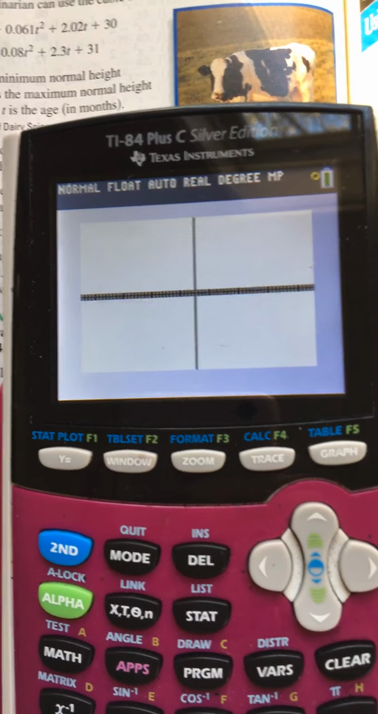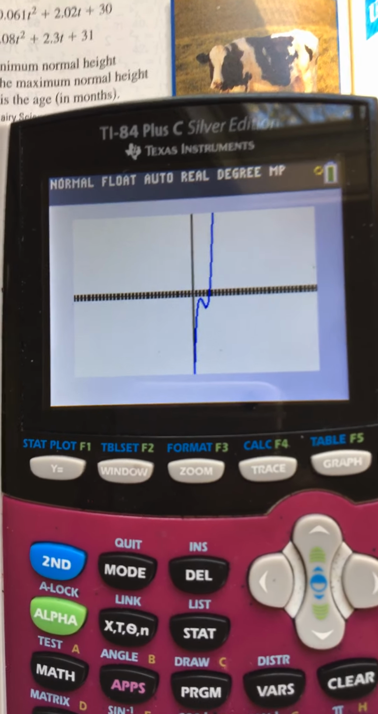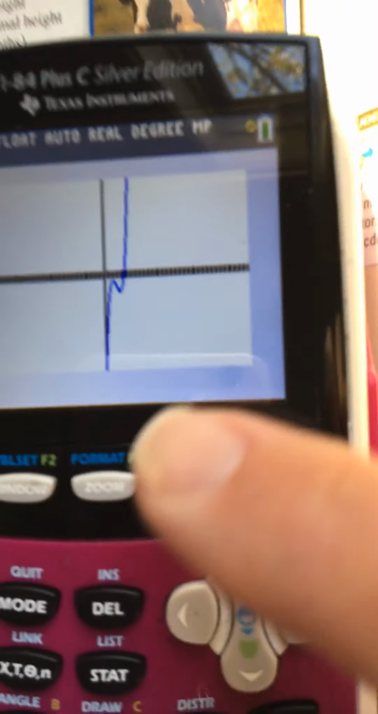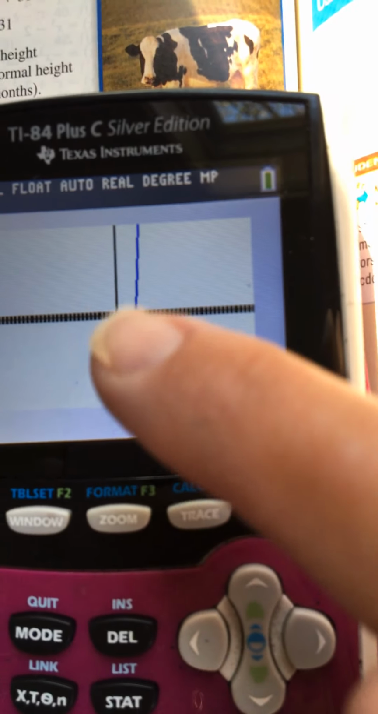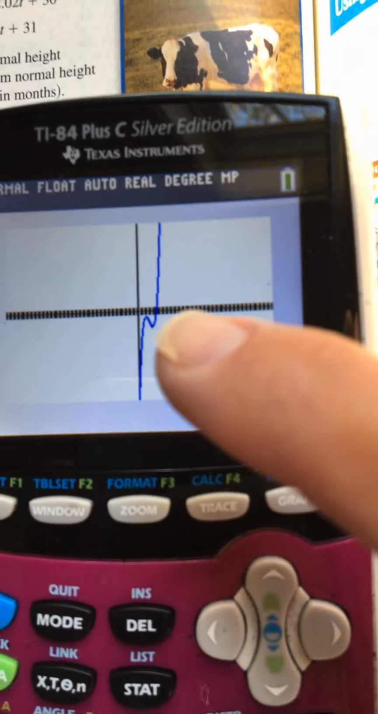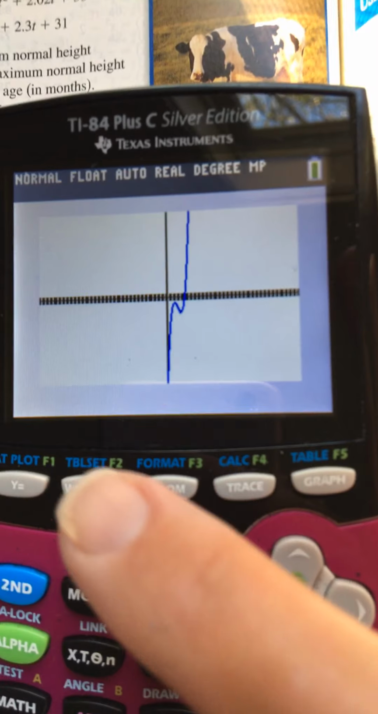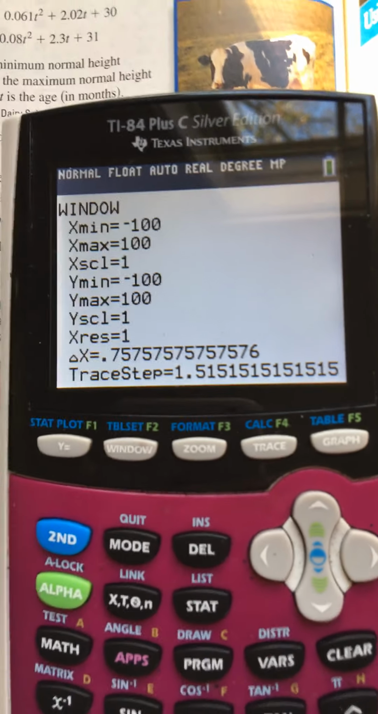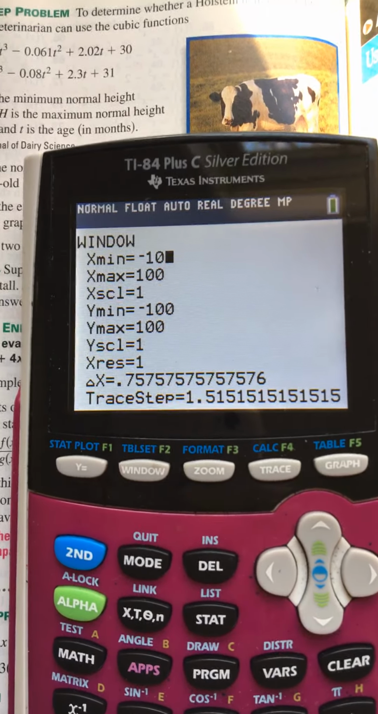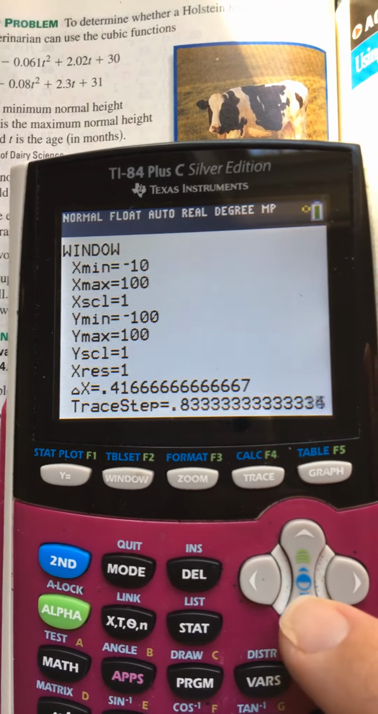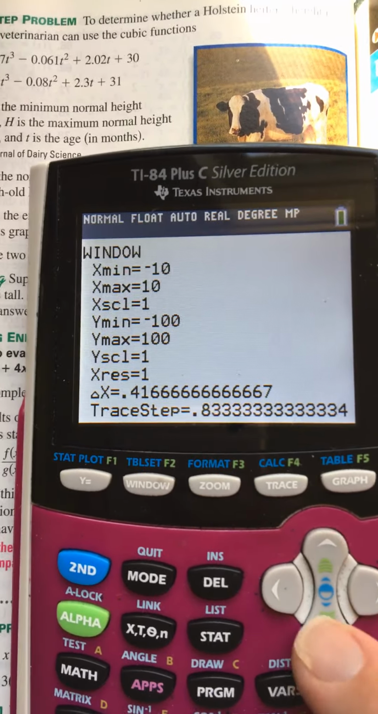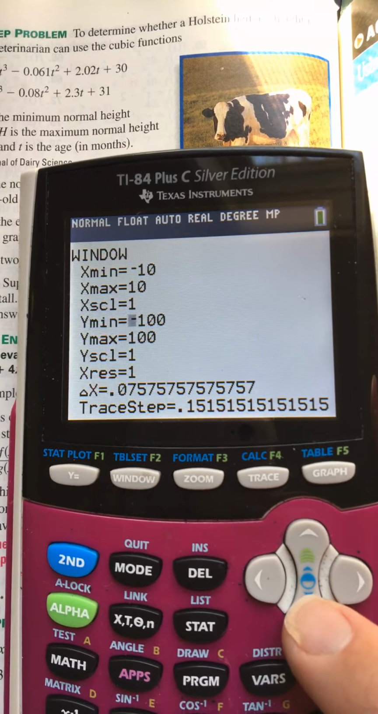We have to wait. It has to think when you do this to it. Okay, so now I can see the shape. I can see that it does what I thought it should do. It goes up, down, and up. Well, this is too far out. So I'm going to come back in some. I'm going to go back to the window. And this time I'm going to do negative 10 for the x, 10 for the y. I'm going to leave my scale alone.